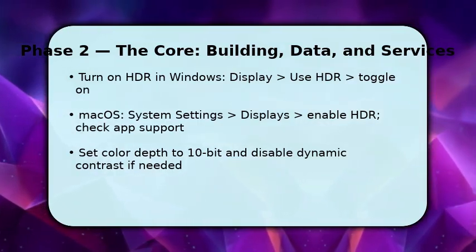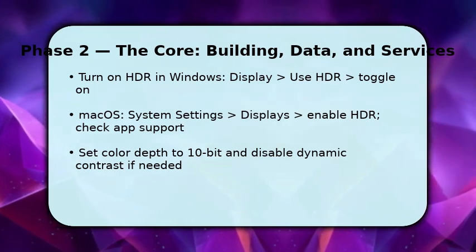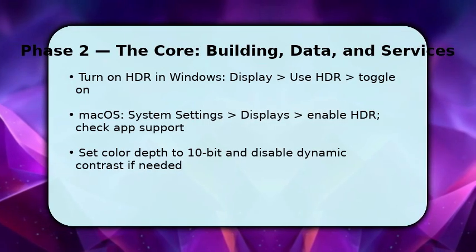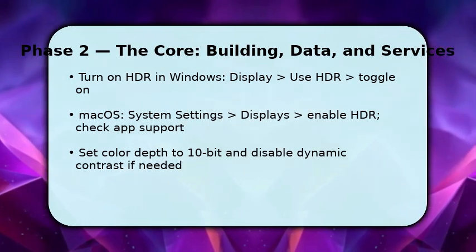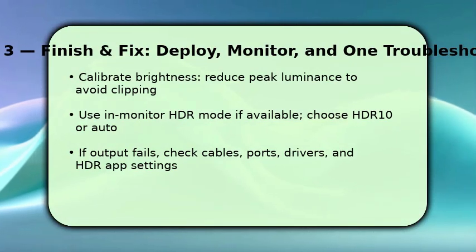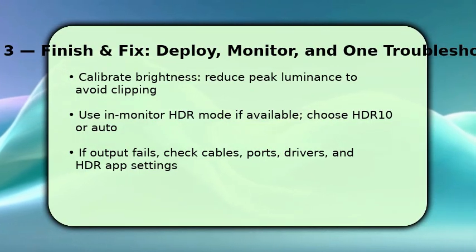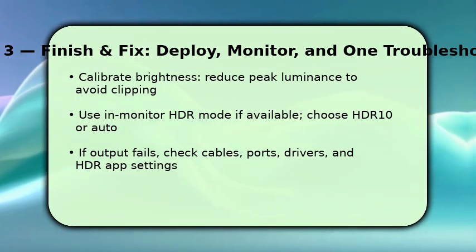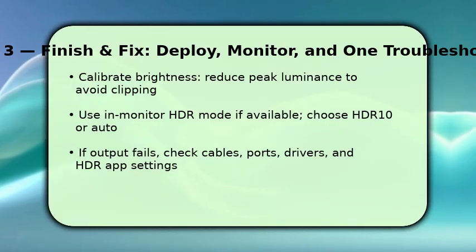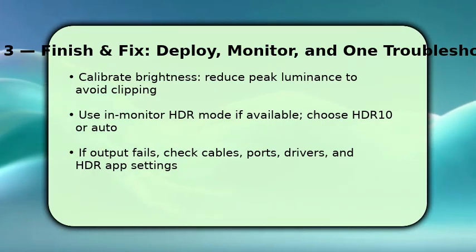Once the OS and display profile match, test with HDR video or an HDR test image to confirm. Finish by adjusting the monitor's HDR controls and calibrating brightness so highlights aren't clipped. Use the monitor's HDR mode. Choose HDR10 or Auto, because internal processing can improve tone mapping. Then fine-tune brightness and contrast while viewing HDR content to balance shadow detail versus peak highlights.